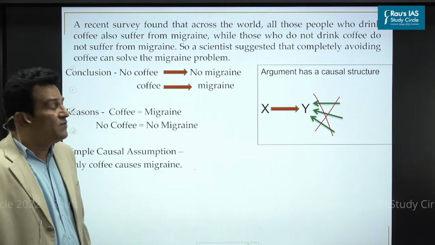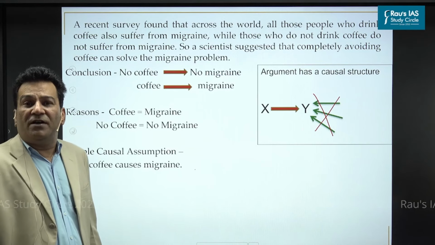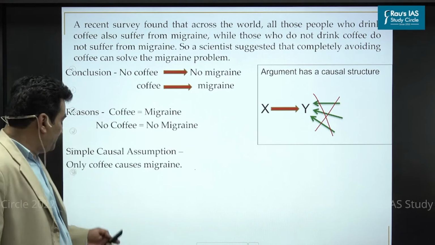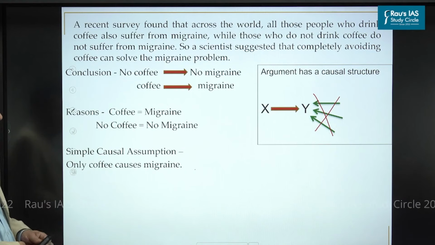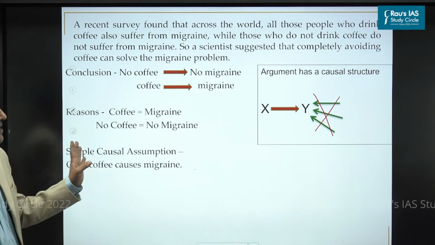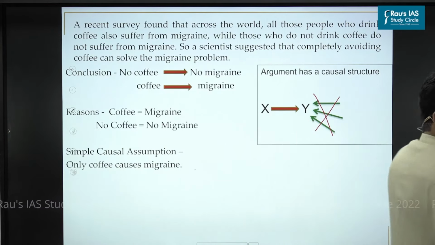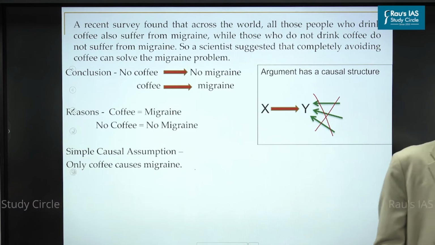Nothing else causes Y except X, or only X causes Y. This is the first assumption which is possible out here. As a result, my first assumption, which is called the simple causal assumption, would say only coffee causes migraine. Makes life very easy. The argument says X causes Y. My first assumption is only X causes Y. That's an acceptable assumption.